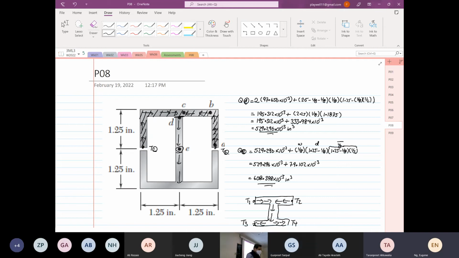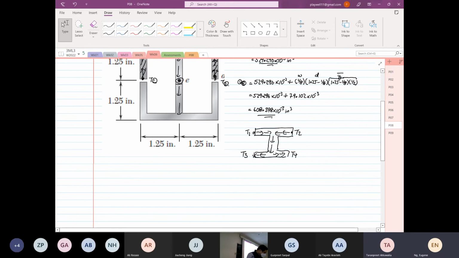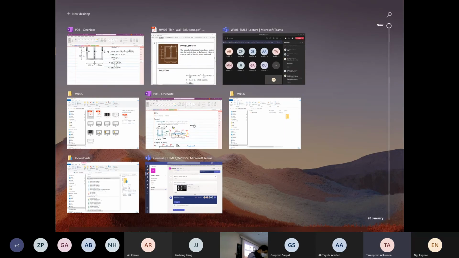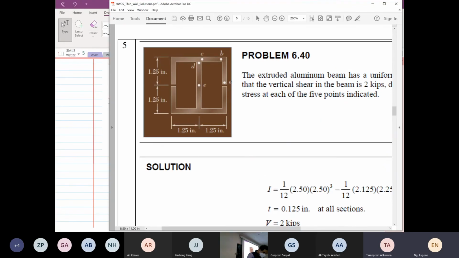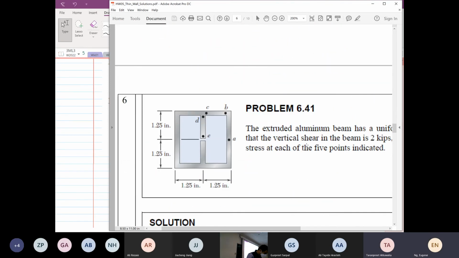Now let's look at the next question. Okay? The student wants to look at the next one. So where is the next one? Okay, next. I think it is the question directly below.